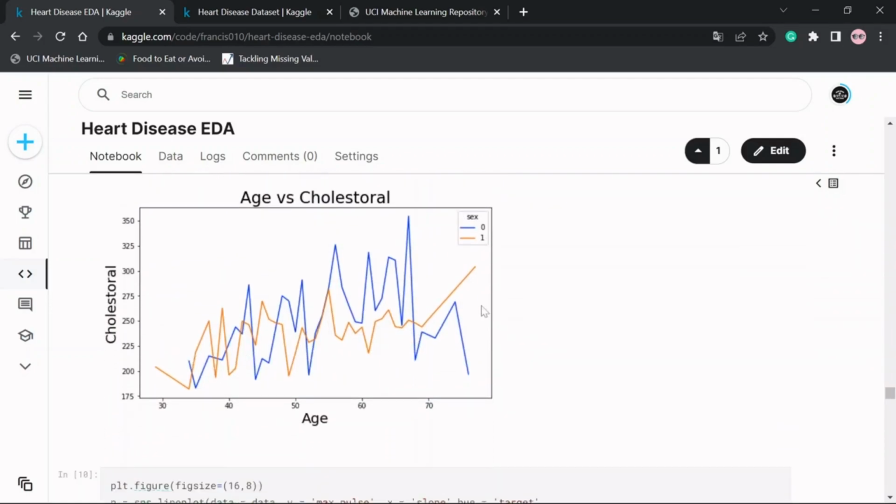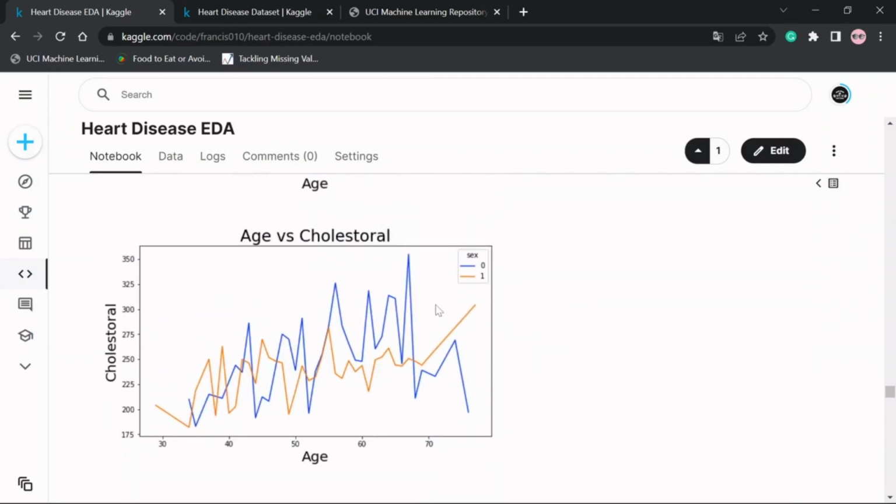Moving forward, again with cholesterol, we can see the same trend: with the increase of age, the cholesterol is also increasing. Again, the same is the case for the female. The cholesterol is increasing, but it is more than male.